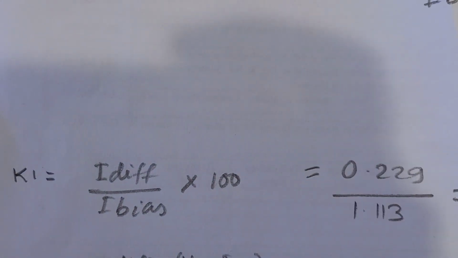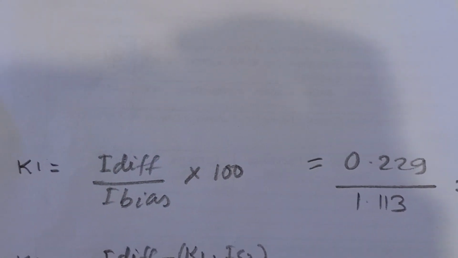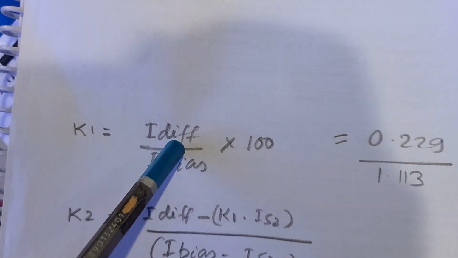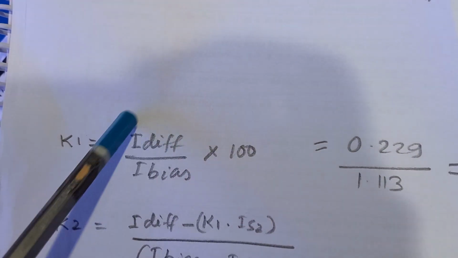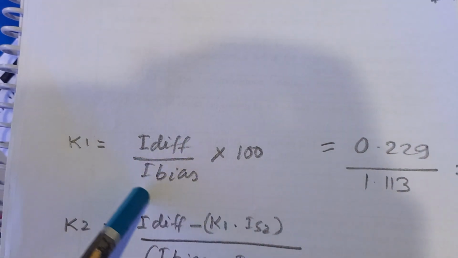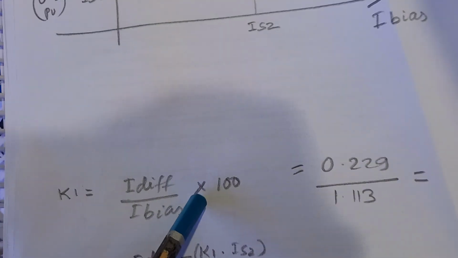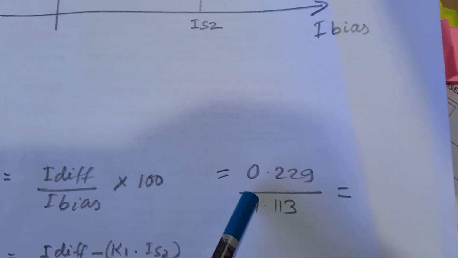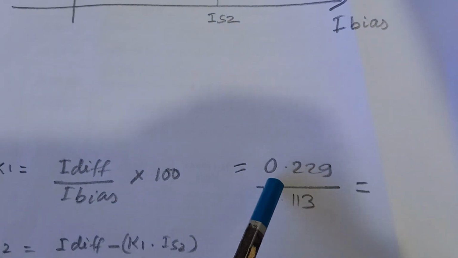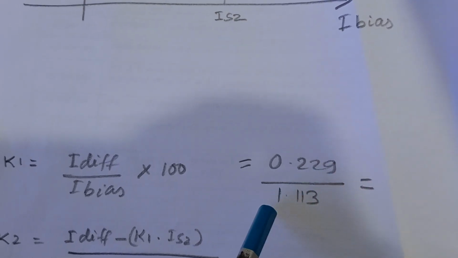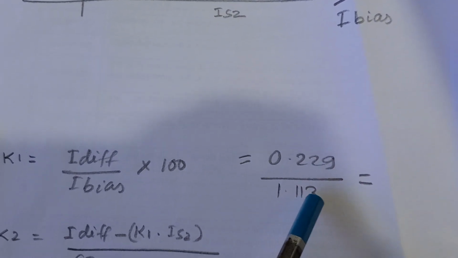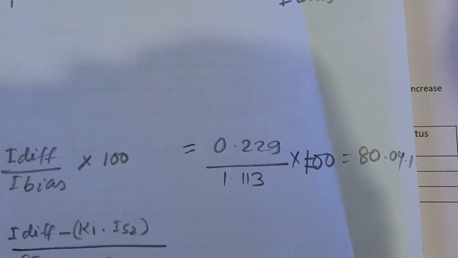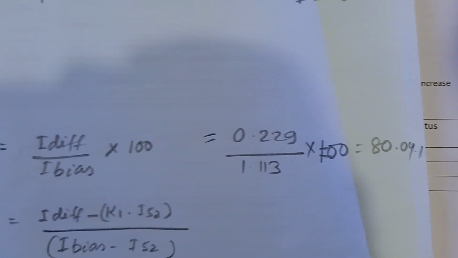As per the manual, what the P643 says, to calculate slope 1, you have to know the differential current upon bias current. In terms of percentage, you have to multiply with 100. So we have checked in our relay, the differential current is 0.229 and bias current is 1.113. We will divide it and after calculating, the value will be 18.04.